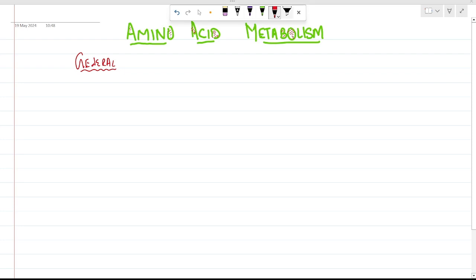Today we are going to start a new topic in biochemistry, that is amino acid metabolism. Previously we have discussed carbohydrate metabolism, glucose, glycogen along with pyruvate dehydrogenase. So let's start amino acid metabolism. First of all, we will start with general amino acid metabolism.